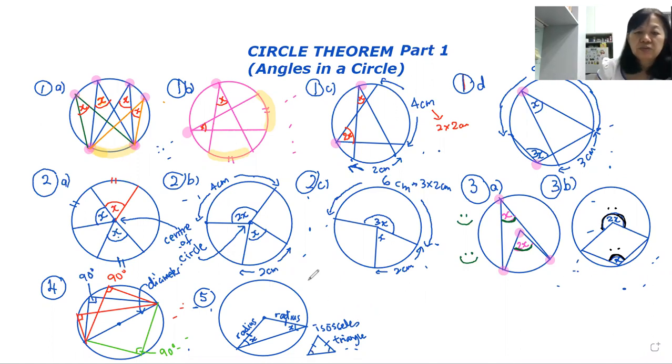Okay, this one is very useful. Now if students don't know this, they cannot solve circle theorem problems. Okay, that's number 5.